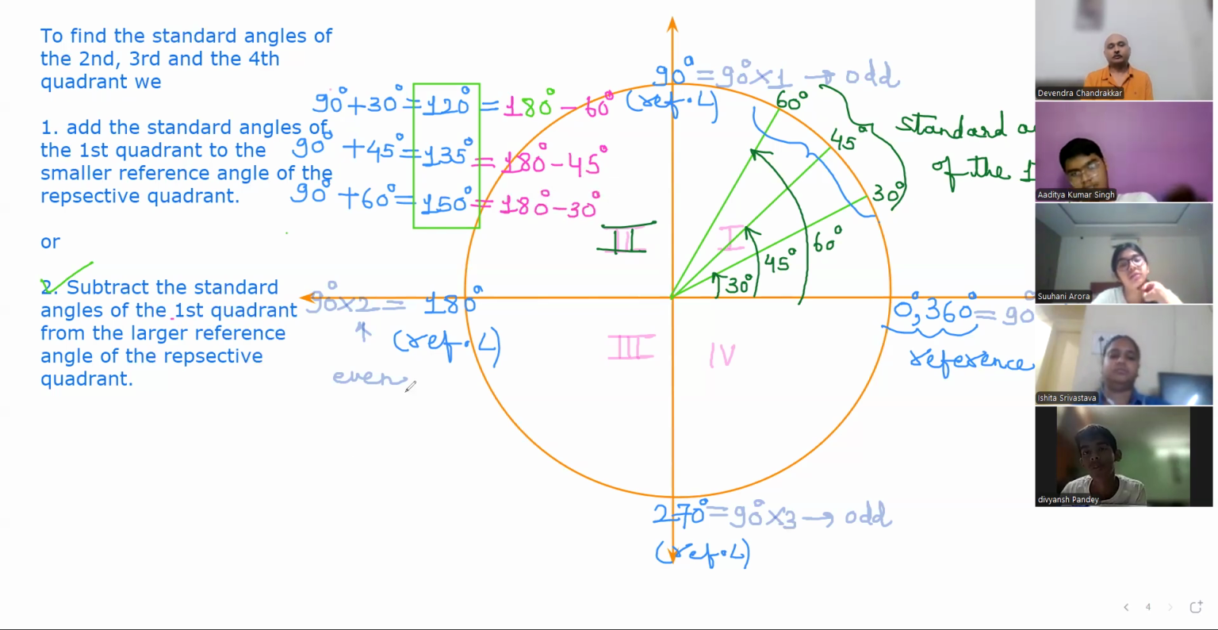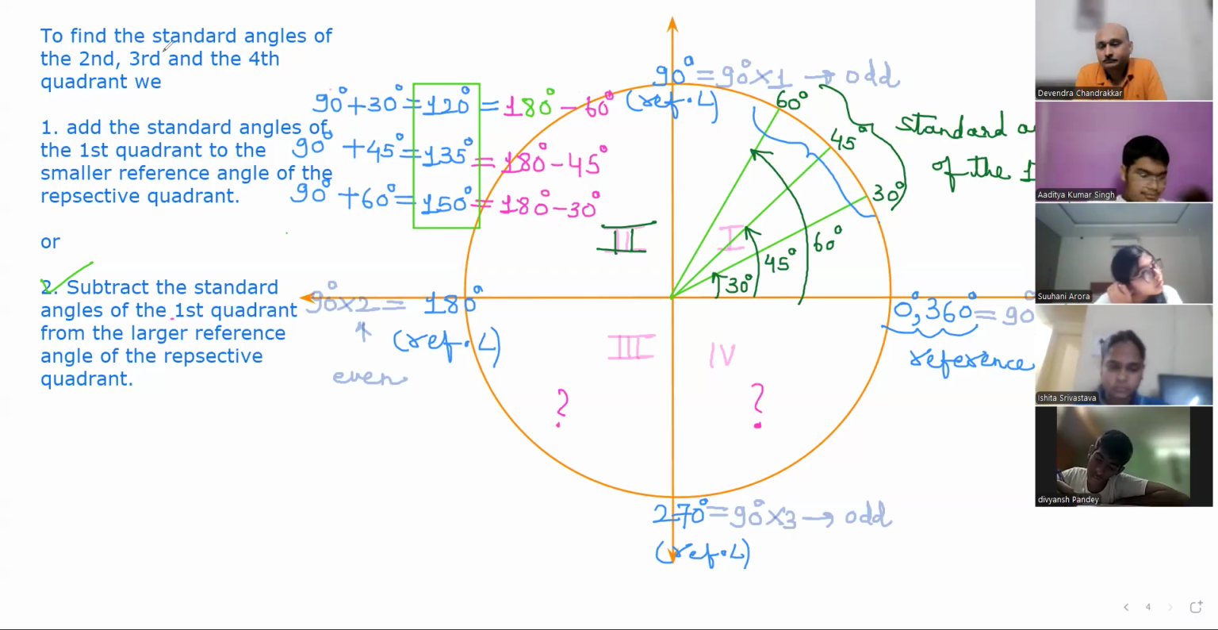I hope all of you understood it. All of you have done this exercise. Please do it again. Find the standard angles for the third quadrant and fourth quadrant and make notes. Do it quickly. I will share the notes and recording in the group. So even if you miss something, don't worry about it. But you have to do the exercise here. So do the third and fourth one.